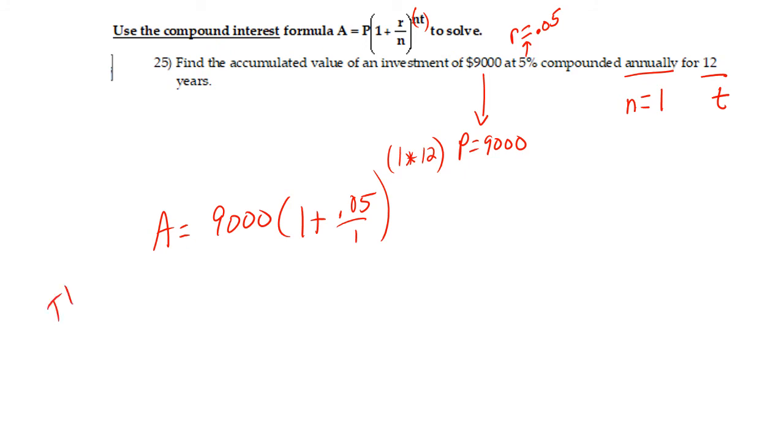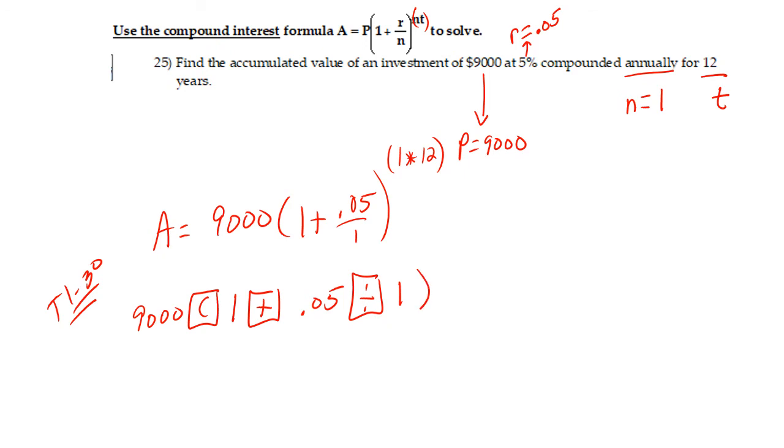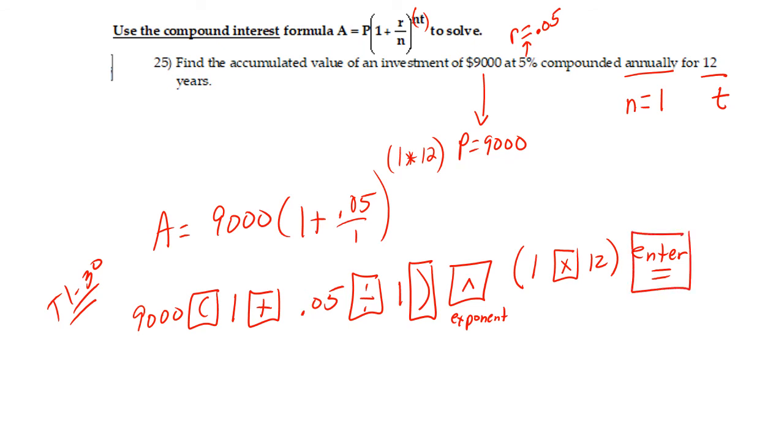I use a TI-30 calculator, and when I type it in, I'll do 9,000, open parentheses, 1, and then a plus sign, 0.05, and then I use a divided by sign for that fraction. I close my parentheses. Then on my calculator, the exponent key looks like a little up arrow. And then I'll open another parenthesis and do 1 multiplied by 12. And then on my calculator, it has an enter equal symbol. When you do that, you should get the answer of $16,162.71, rounded off.